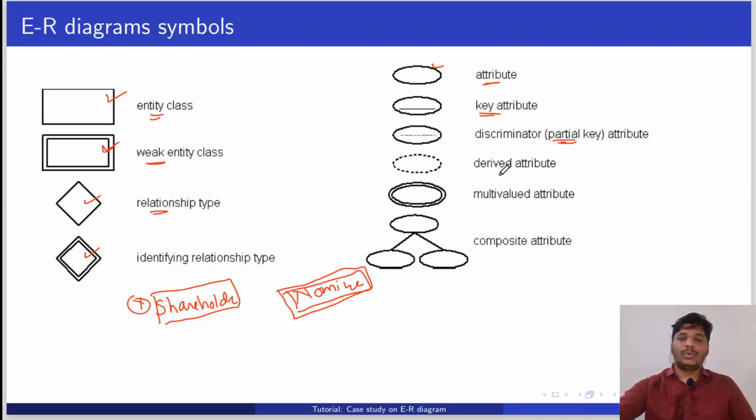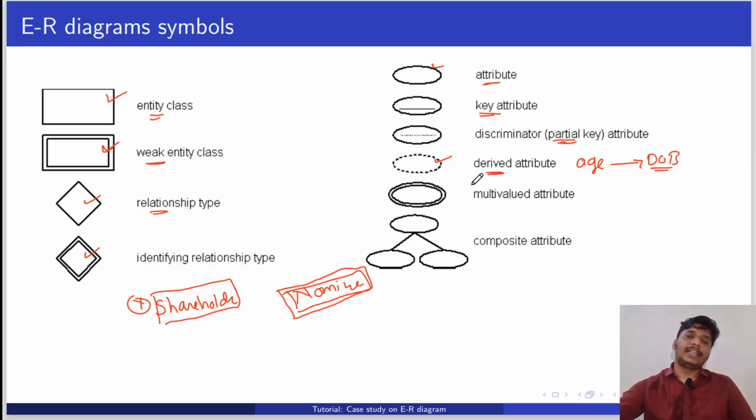Now what is a derived attribute here? A derived attribute is represented by a dotted ellipse. What is a derived attribute? Say for example age. Age is a derived attribute. It is derived from date of birth, right?